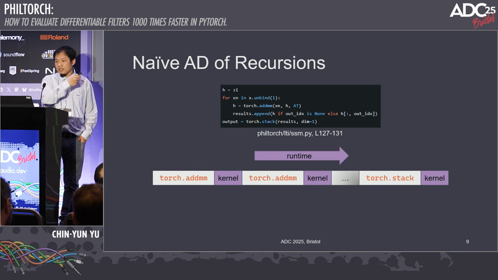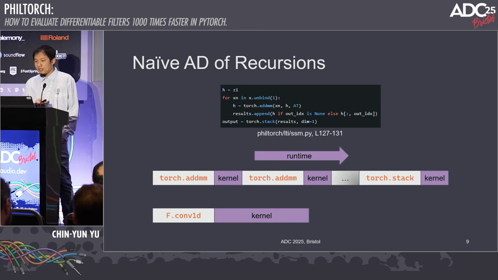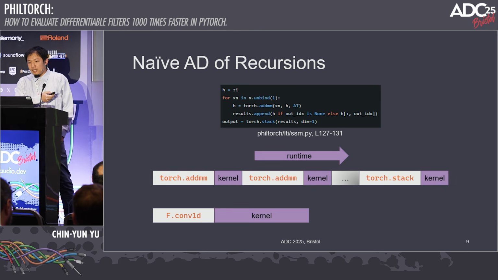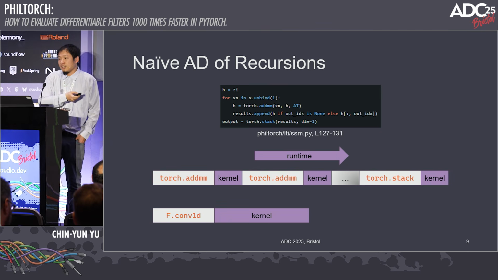In contrast, the convolution operator in PyTorch is implemented as one kernel, and the number of kernel launches is just one, and no matter how long the sequence is, it doesn't introduce any extra idle time.